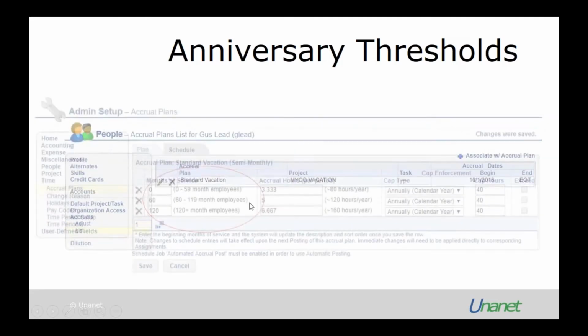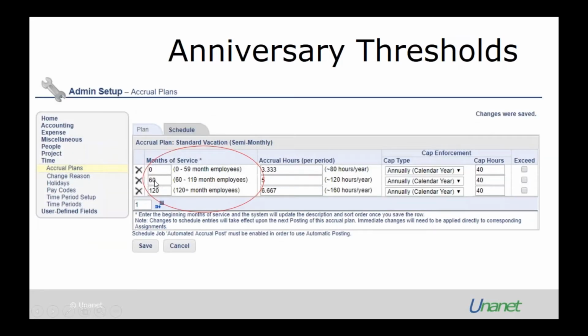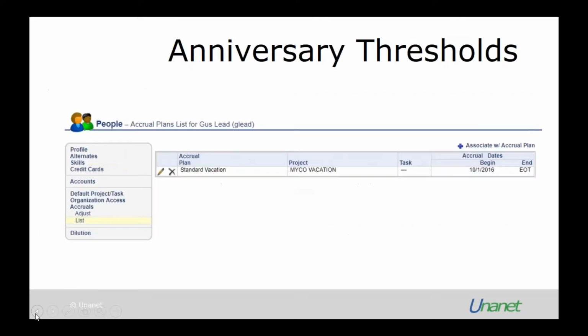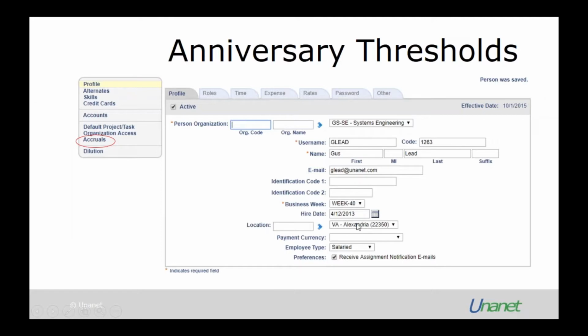And remember, based on my plan, when I hit the 60 months or 5 years, I'm going to start accruing at a different level. So I would expect that after April 13th, based on that hire date, Gus is going to start to accrue at the new level of 5 hours per pay period. One of the things that you should be very aware of is that Uninet does prorate the number of hours that you're earning based on your hire date for this anniversary.